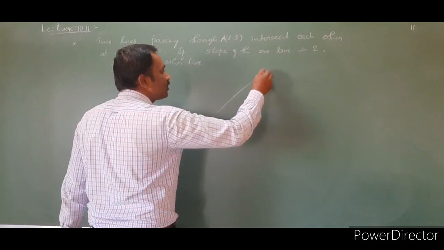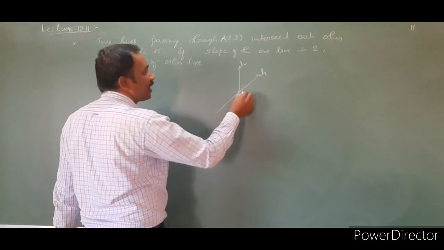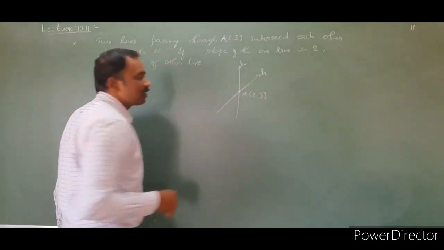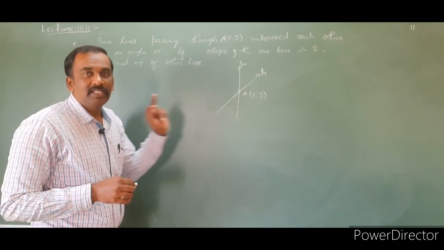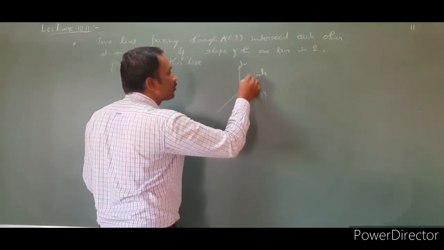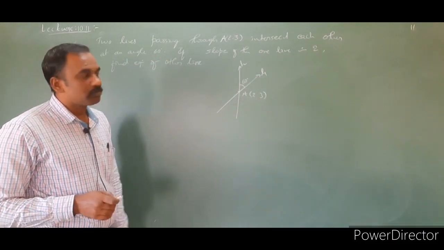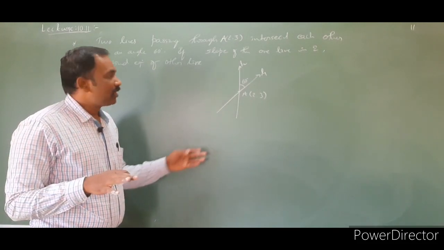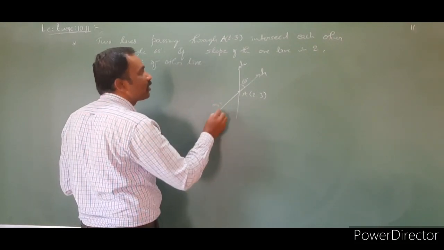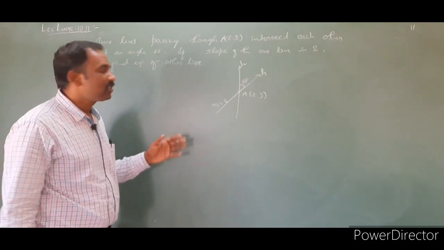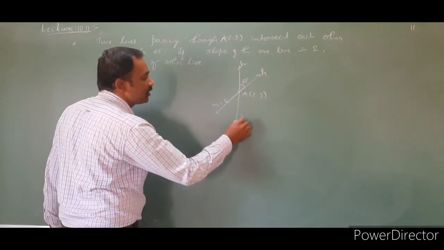This is line L1, this is line L2. These two lines intersect at the point (2, 3), and at that point they make an angle of 60 degrees. If the slope of one line is 2, either L1 or L2, I just consider that m1 is equal to 2, the slope of the first line. Then we need to find the equation of the second line.